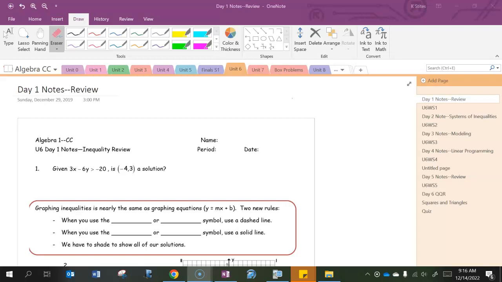Hello Algebra 1. Today we are going to be starting Unit 6. This is Day 1, which is Inequality Review.